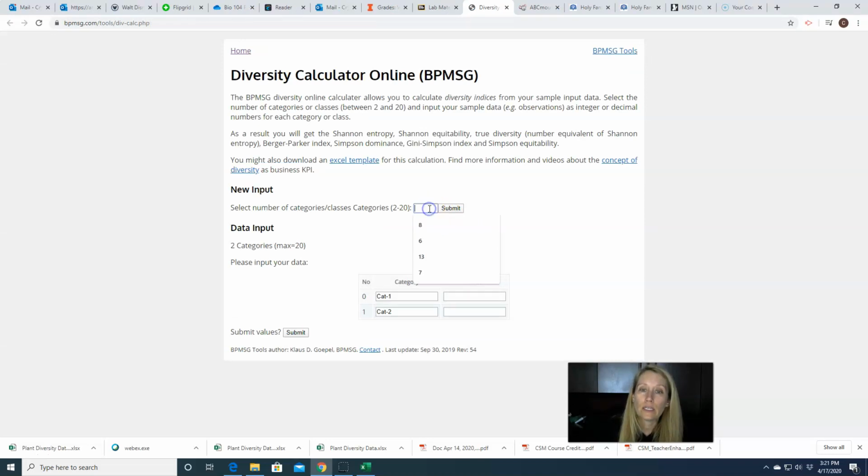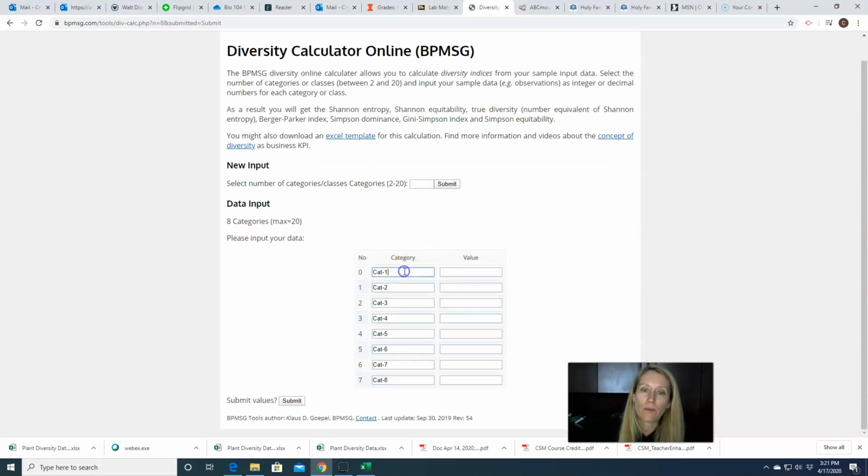So the first thing you're going to need to know is how many different types of plants you have. So you would go back to your data sheet and count up the number of different types of plants you have. That's your categories. So let's say I have 8, and then I'll hit submit. And then I would type in those plants that we were just talking about.